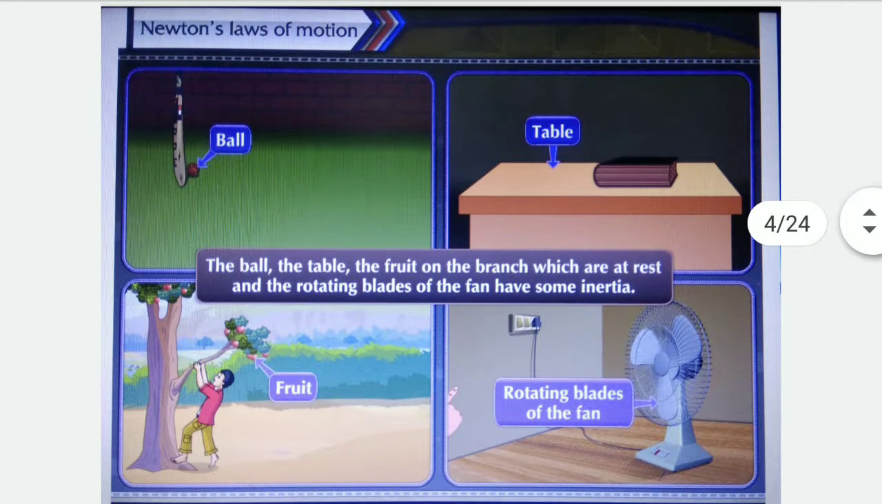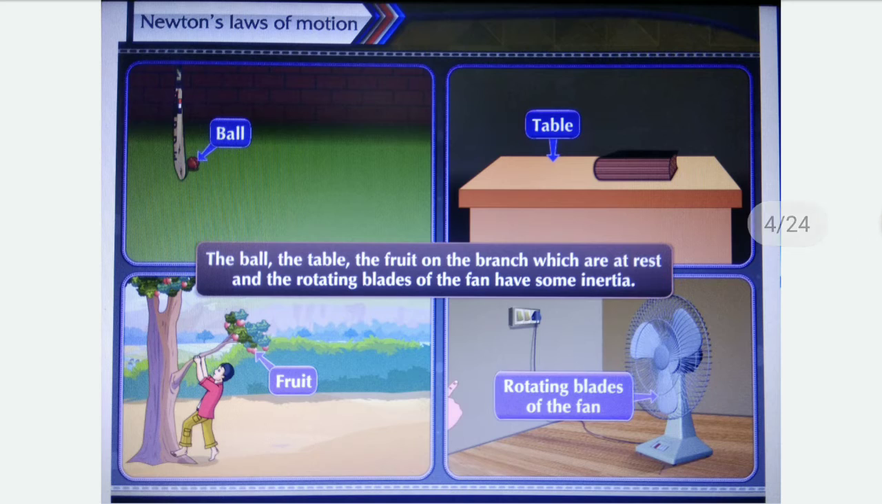See the picture in which some objects are shown. In the left corner, a ball is at rest on the ground. In the second picture, a book is kept on a table. In the third picture, a person is shaking a tree branch. After that, fruits are falling down. In the last picture, the blades of a fan are rotating.